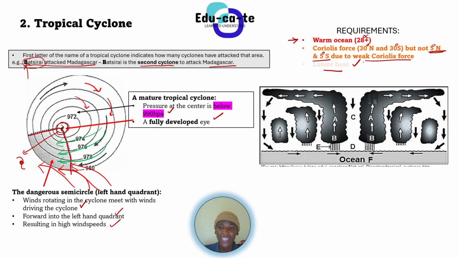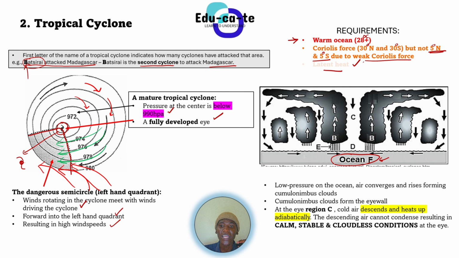So now they can actually give you a cross-sectional view. A cross-sectional view of a tropical cyclone basically has got an ocean because it actually forms on an ocean. So in this case, this is ocean F. We know that ocean F has to be a warm ocean, at least 28 degrees Celsius and above. And then now you have got a couple of things that you can notice.